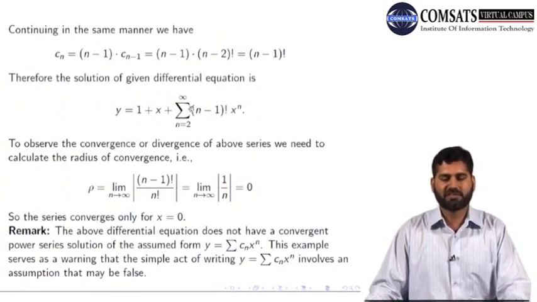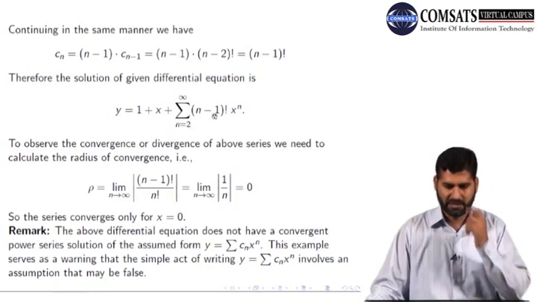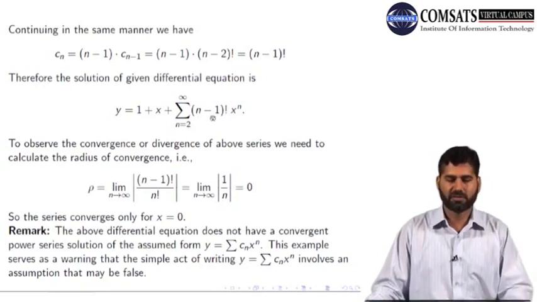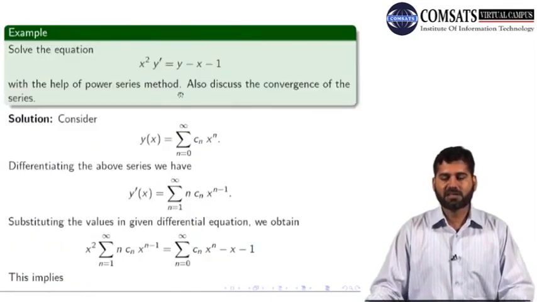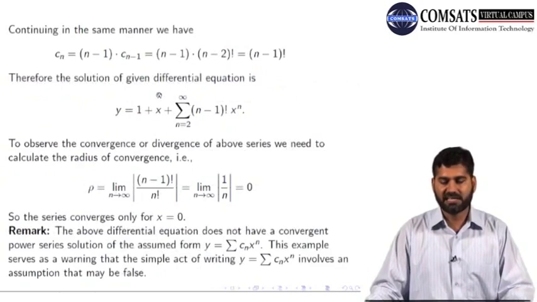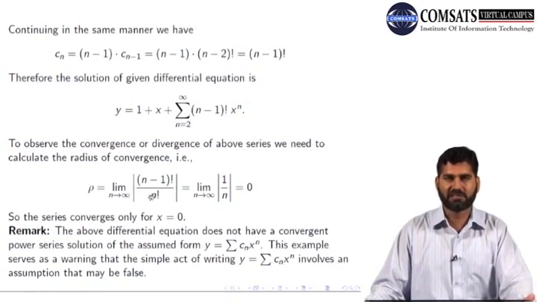Therefore, the solution of the given differential equation is C0 is 1, C1 is 1, but from C2 onward it is (n minus 1) factorial. Alright? So this is your solution in the series form. The question was also to discuss the convergence of the series. For the convergence, I need to take this ratio, (n minus 1) factorial divided by (n minus 1 plus 1) factorial, which is n factorial. So if you simplify it, it's 1 over n, the limit is 0.